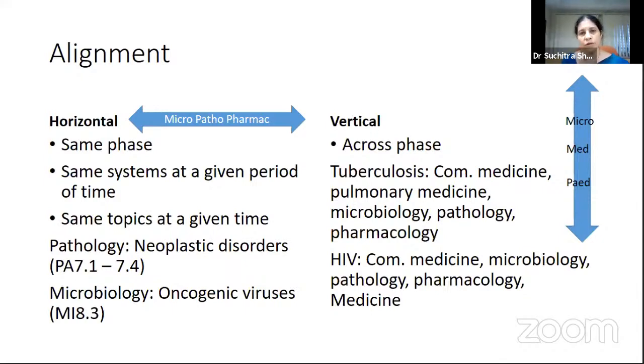Microbiology would take the laboratory diagnosis. Pharmacology would teach the drugs. Then again, pulmonary medicine would cover management of the patient, and community medicine would end it with the national programs. So this is how vertical integration was done. We have already tried it and we have been doing it for the last 7 years.